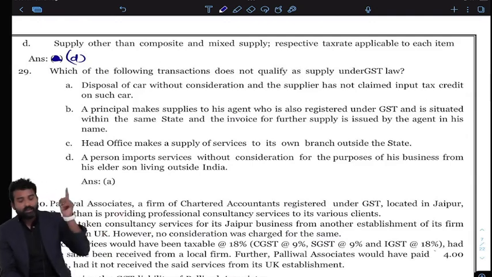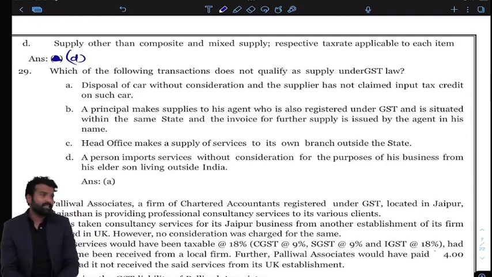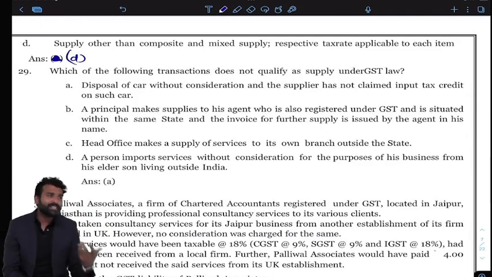If you are supplying it with consideration, then it will be under 7(1)(a), but it is without consideration. So Schedule 1 clearly specifies that if I am disposing of the capital goods, then it will be a supply if ITC has been claimed. No ITC has been claimed, no consideration has been charged, then how can the government charge GST in such a case? So the correct answer is A.